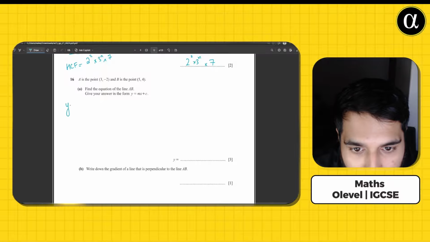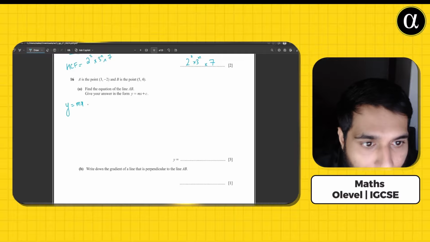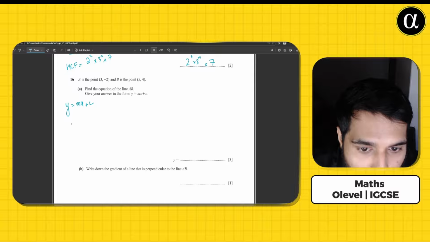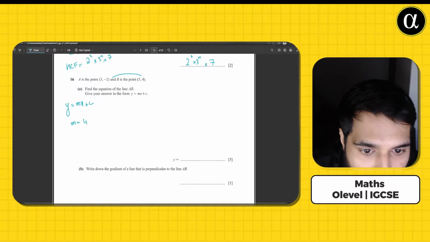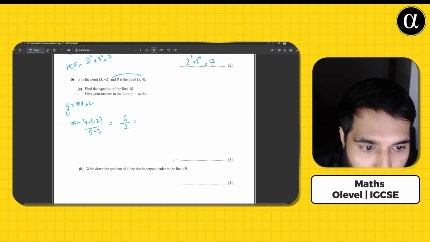It's supposed to be written in y = mx + c, where m is going to be (y2 - y1) over (x2 - x1). So we do (4 - (-2)) over (5 - 3). So this is going to give us 6 over 2. That is going to give us 3.